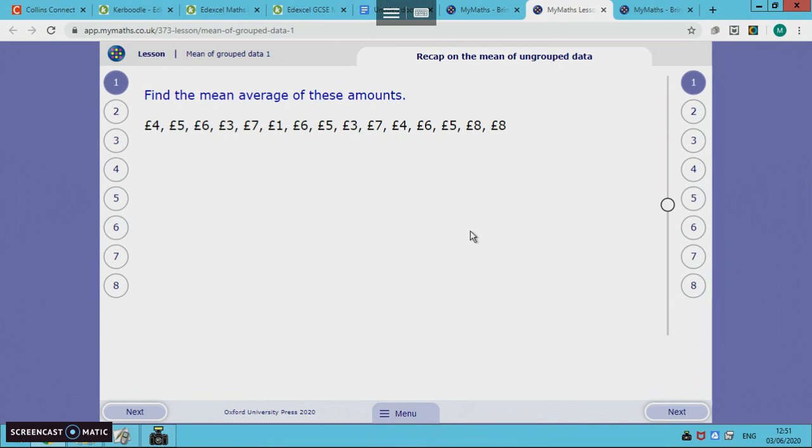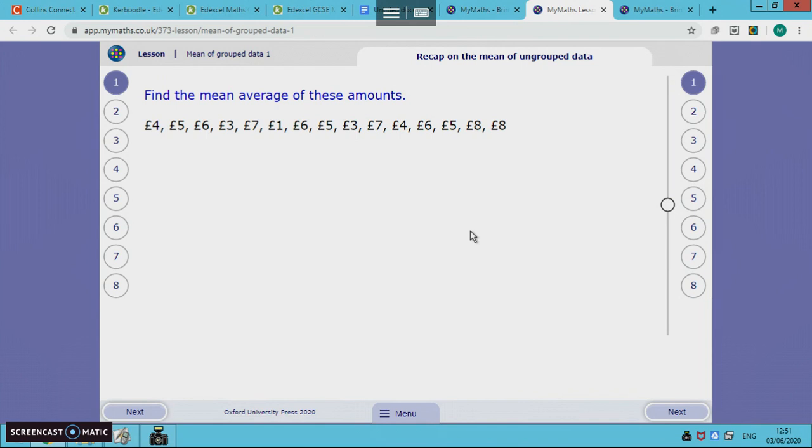Anyways, this is the last thing that we need to do, and this is at the start of chapter 16. So what we're going to be doing today is the mean of grouped data. We'll start off with a little revision of finding the mean from a frequency table, and then move on to the mean of grouped data.